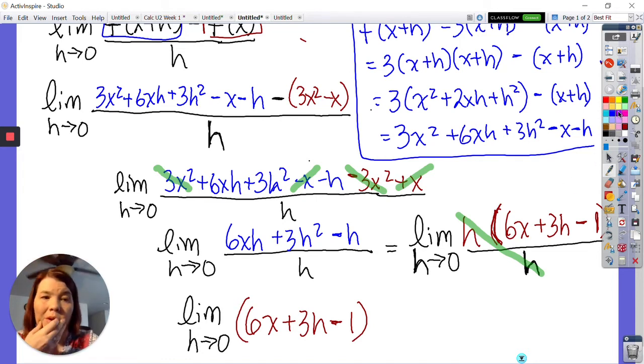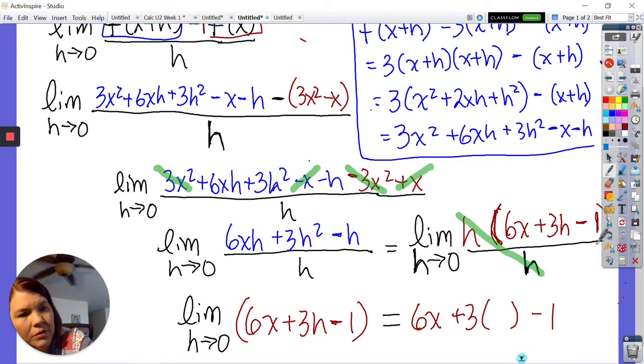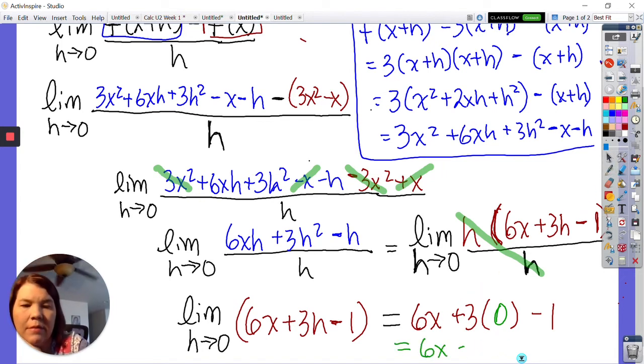So here we go. We're going to plug in 0. So we will get 6x, nothing gets substituted in there, plus 3 times 0 minus 1, so we put 0 in here in green. And so that's going to go away, and I will be left with 6x minus 1. And that is my answer.